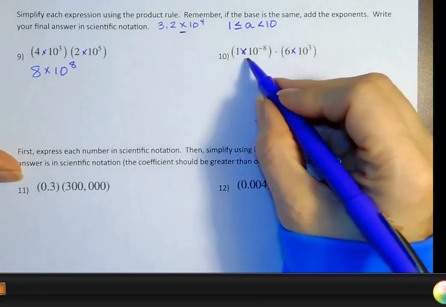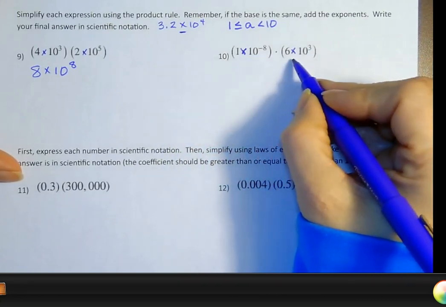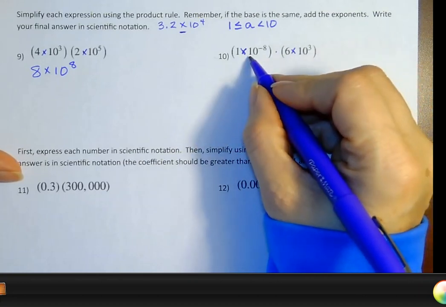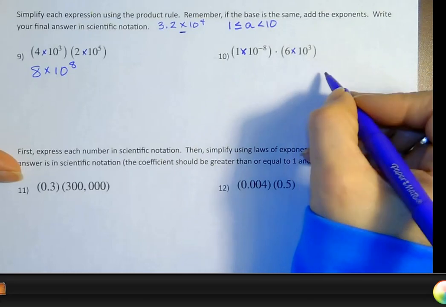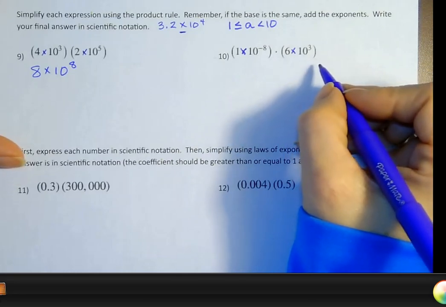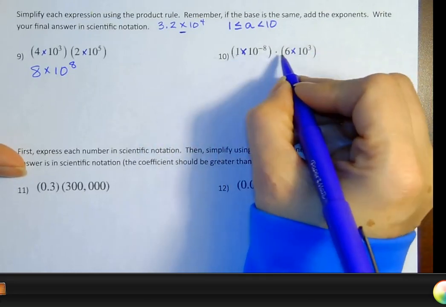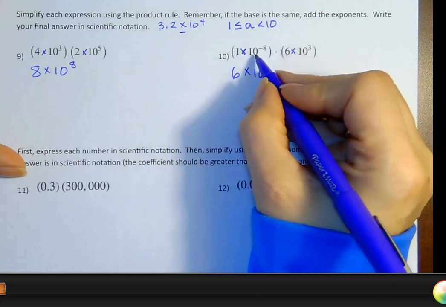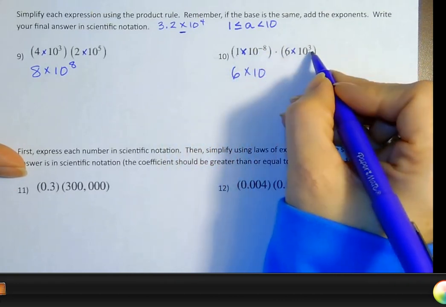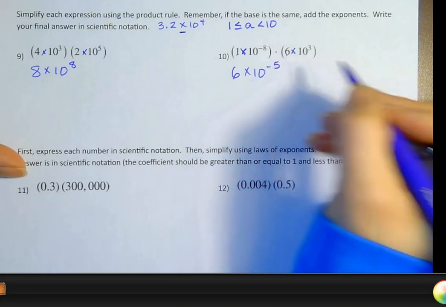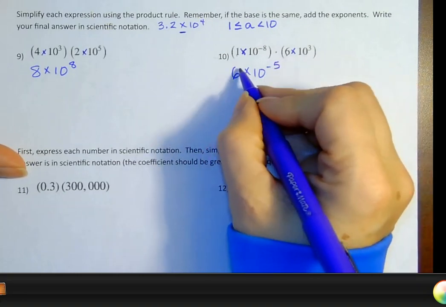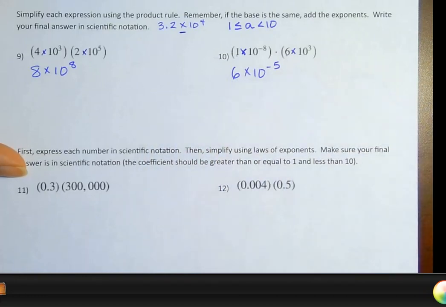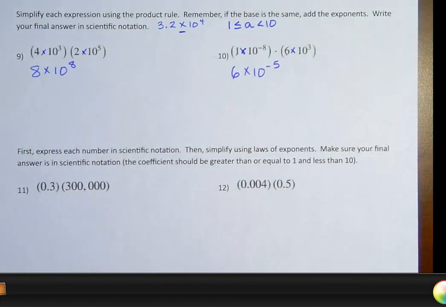Okay, 1 times 10 to the negative 8 times 6 times 10 to the 3rd. My base that's common is a base of 10. Okay, so I'm going to keep that base and add those exponents. I can multiply 1 times 6, and I get 6 times 10 to the negative 8 plus 3, which is going to be negative 5. Double check and make sure that first factor is in between 1 and 10, and it is. So that looks pretty good, like it's in scientific notation the way it is supposed to be.